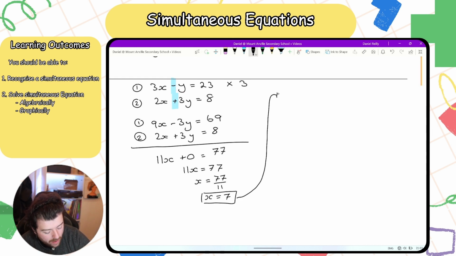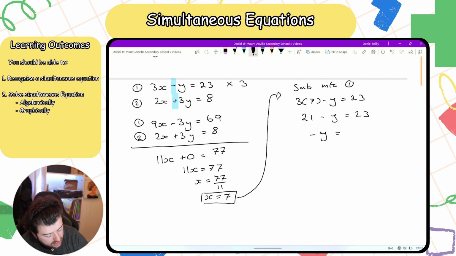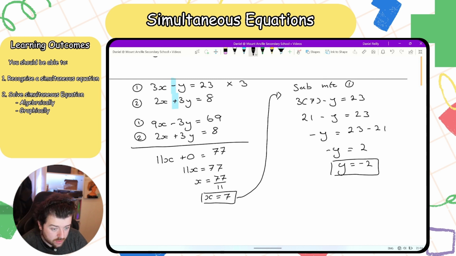So I go up and I sub it into equation 1 or 2. I'm just going to sub it into equation 1. So I have 3 times 7 minus y equals 23. 21 minus y equals 23. Minus y is equal to 23 minus 21. Minus y equals 2. y equals minus 2. And there are our two solutions there.